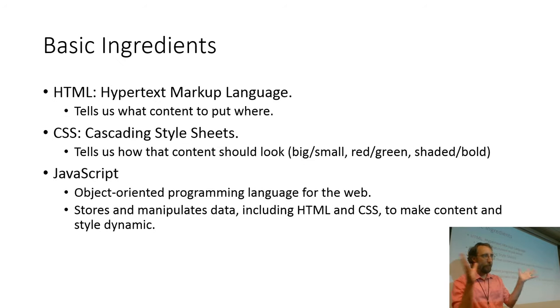Okay, so the basic ingredients for any web app. Technically you can do this in a bunch of different languages, but for the most part, this is all HTML, which is what content goes where. This is like the Microsoft Word of the web. This is what the actual words are going to be. This is what the actual images are going to be. CSS is the markup for this. It tells us how it should look.